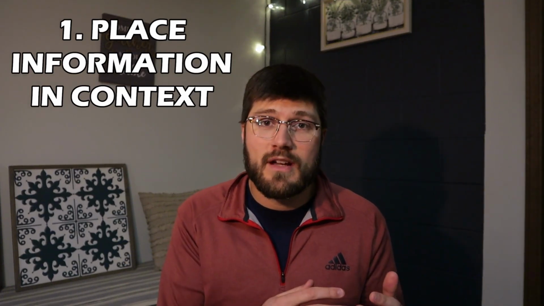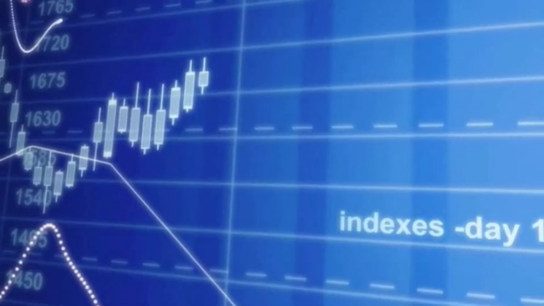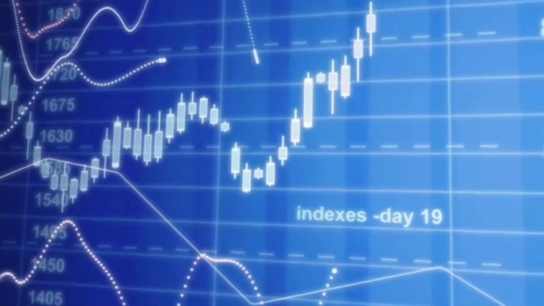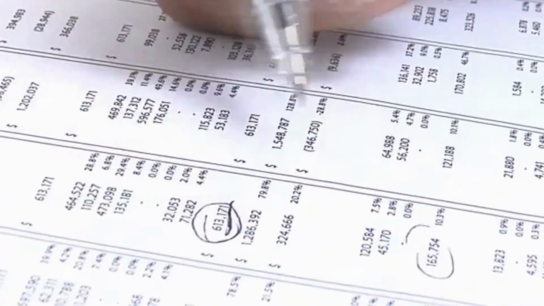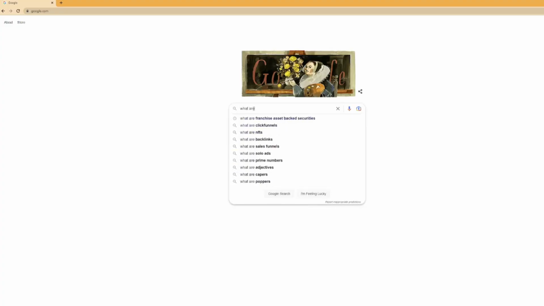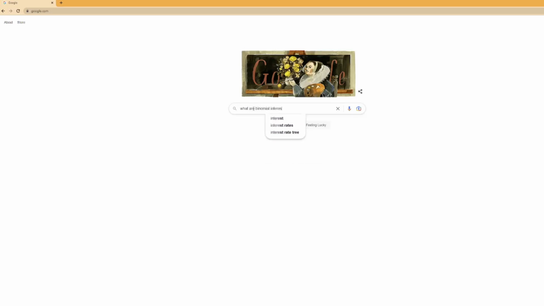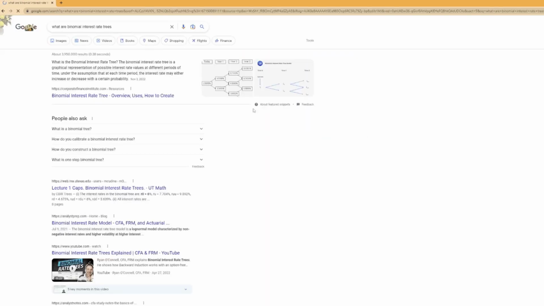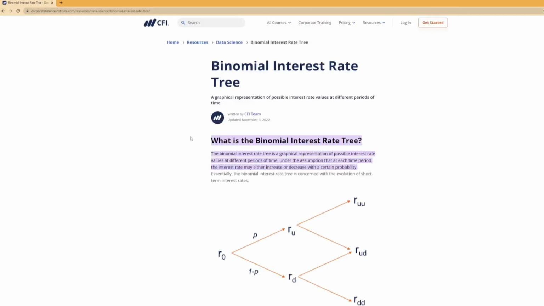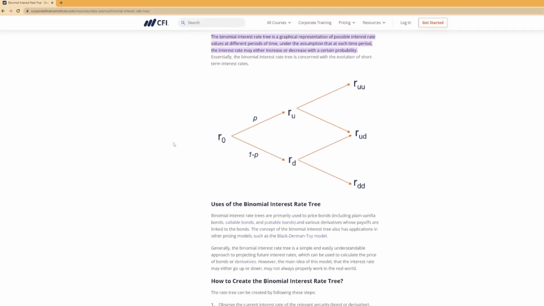To place the topic of binomial interest rate trees into context, we need to zoom out to fixed income investing in general and understand what binomial interest rate trees can help us accomplish. For me personally, I never really felt that the CFA curriculum helps to put the concepts it teaches into context. So I would just Google it. Spending 3 or 4 minutes on Google can tell us that binomial interest rate trees are used to calculate the fair value or the fair price of a bond that we may consider investing in.